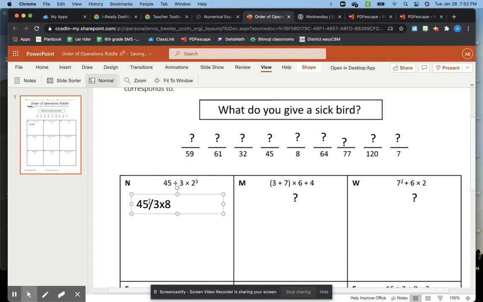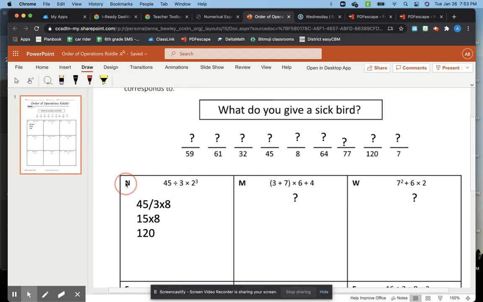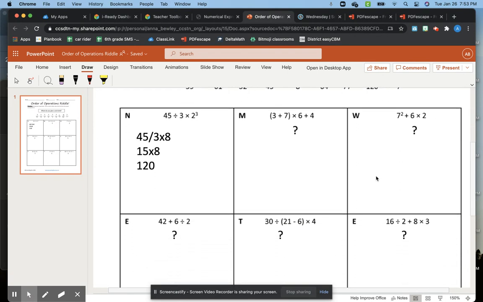Then you do multiplication and division from left to right. So I get to my division first. So 45 divided by 3 is 15. Bring down the rest. And then 15 times 8 is 120. So that tells me that 120 is going to be in. So I am going to find my 120 and put my in right there. And that is all you have to do for that riddle.